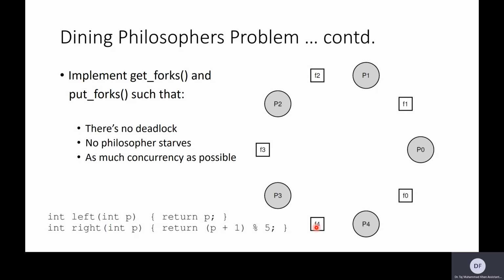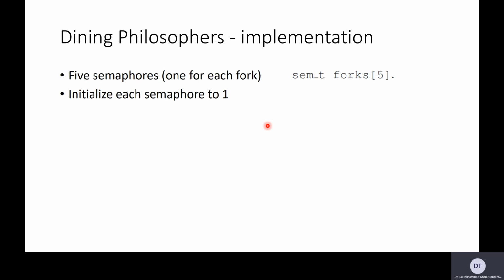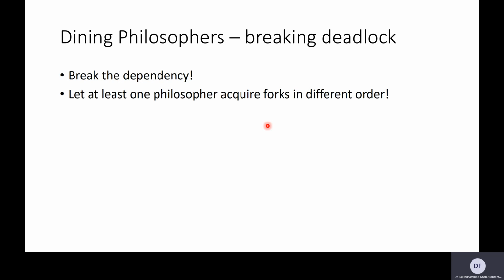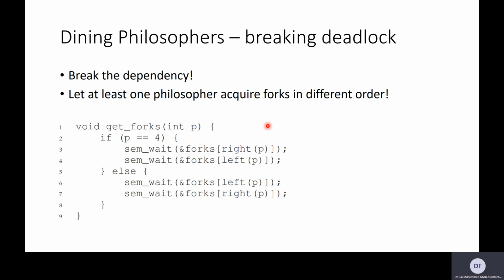So here we can see since there was no circular dependency, ultimately one thread at least got to make some progress and release the forks, and then all other threads got their turn. Okay, so this was one way to break this circular dependency and have a somewhat correct implementation of the Dining Philosophers problem.